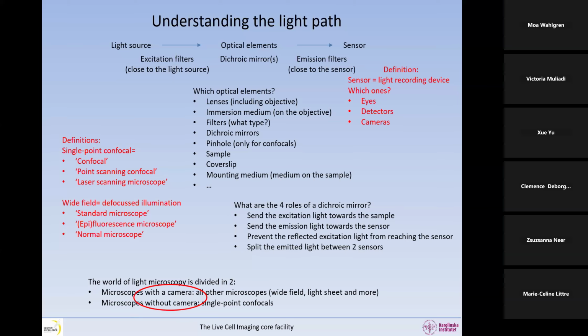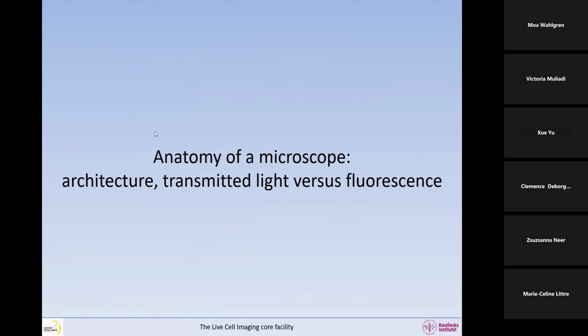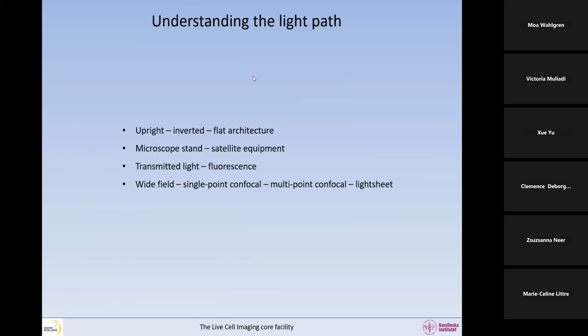Now I want to start. To start, we're going to talk about the architecture of the microscope body, the microscope stand, the one that has the stage. And also we're going to talk about transmitted light versus fluorescence. This is what we are going to talk about during these 3 little lectures I have this morning. In this first one, we're talking about these points, and then afterwards we'll talk about the next points.